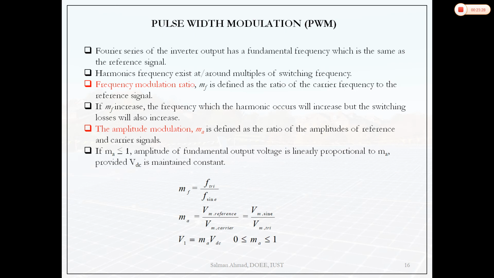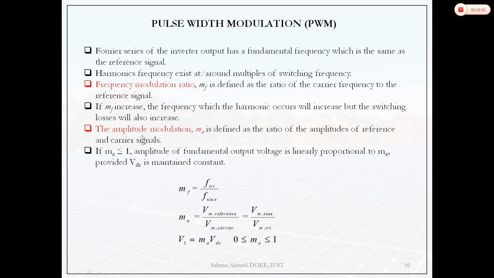Low order harmonics will be absent in the output, and higher order harmonics will be like a band at the switching frequency and multiples of the switching frequency. So high frequency harmonic components we can filter out very easily with small rating filters. Now we define frequency modulation, MF, that is the ratio of carrier frequency to the reference signal frequency. If MF increases, the frequency at which the harmonics occur will increase, but the switching losses will also increase.